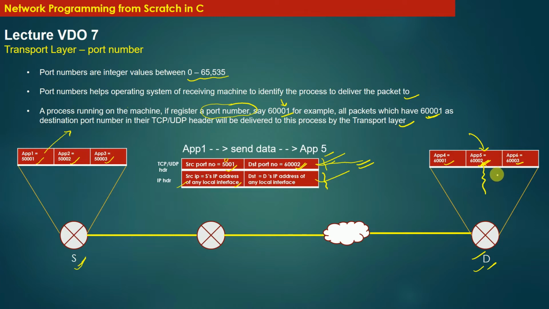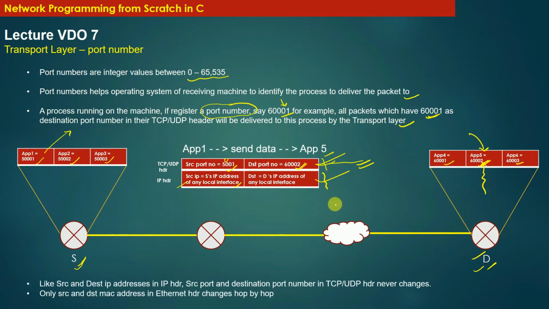Remember, there could be more than one application registered or listening on the same port number. If that is the case, the transport layer will hand over the packet to all those relevant applications which are interested in receiving that particular packet based on the port number they are listening on. Like the source and destination IP address in the IP header, the source port number and destination port number in the TCP or UDP header never change. Only the source and destination MAC addresses in the Ethernet header change hop by hop.